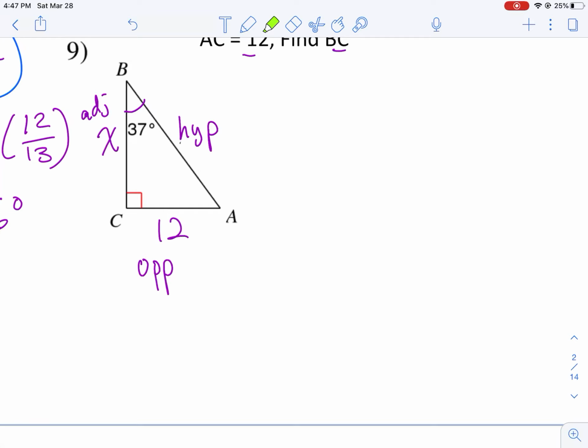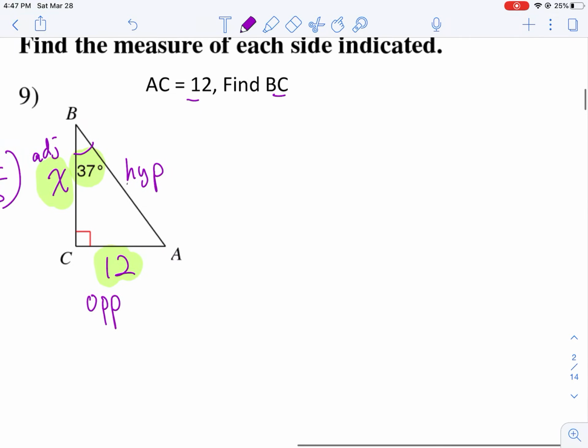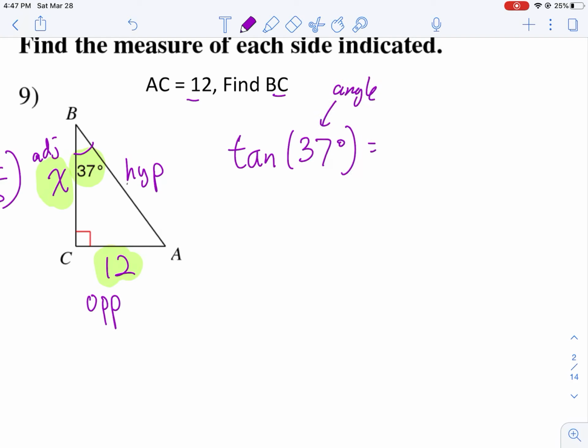So if you look at it, we now have, what are we interested in? We're interested in x, we have 37, and we have 12. So we have adjacent and opposite. Do you remember what that is? Hopefully you do. It's right here, tangent. So I can write tangent of my angle. The angle always goes in here. This is always an angle. Tangent of 37 degrees equals opposite, which is 12, over the adjacent side, which is x.